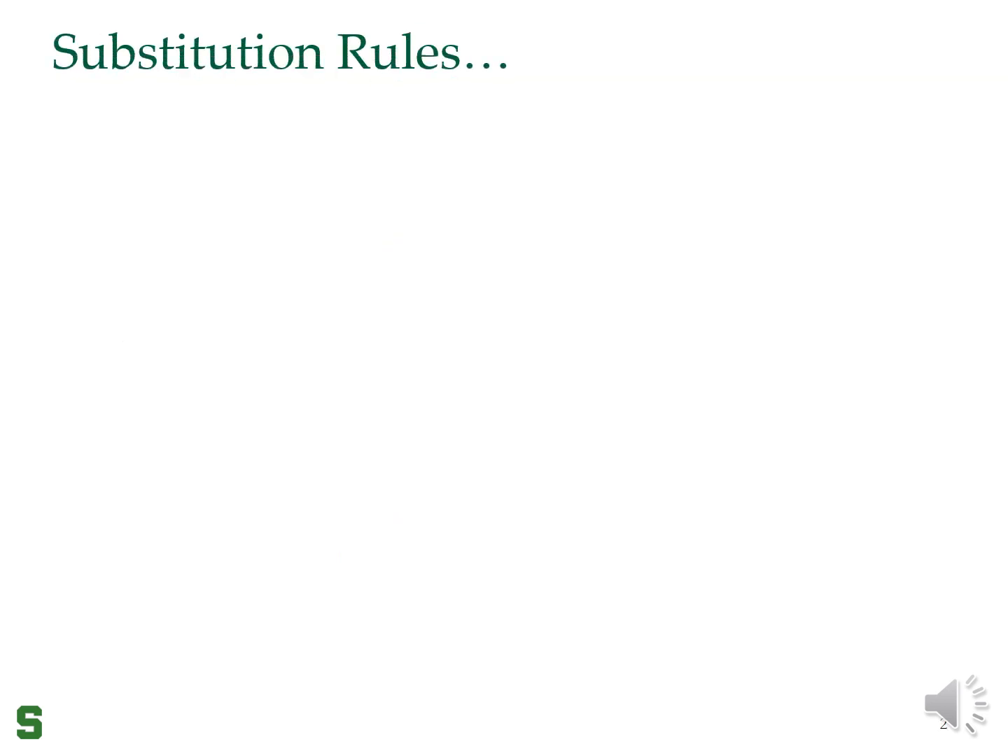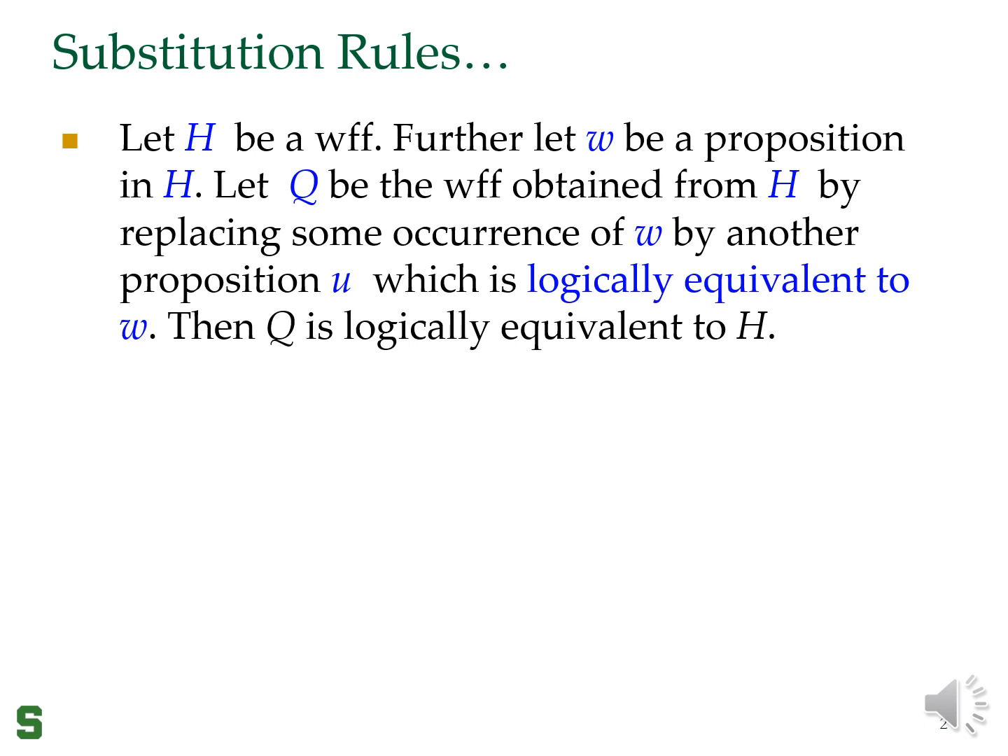The next substitution rule is as follows. Once again, let H be a well-formed formula, and W a proposition variable in H. Now we are going to obtain Q from H by replacing every occurrence of W by another proposition U. What we want is that this proposition U must be logically equivalent to W. If that's the case, then Q is logically equivalent to H.